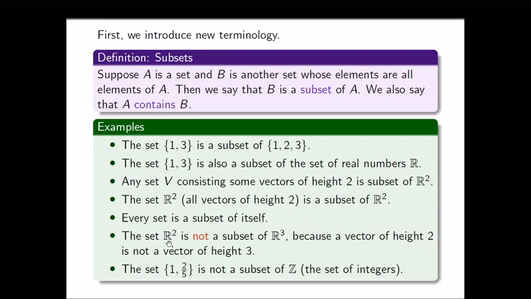Do note that the set R2 is not a subset of R3 because the lengths of the vectors are different. In other words, a vector of height 2 is not a vector of height 3. And this set 1, 2 over 5 is not a subset of the integers because 2 over 5 is not an integer.